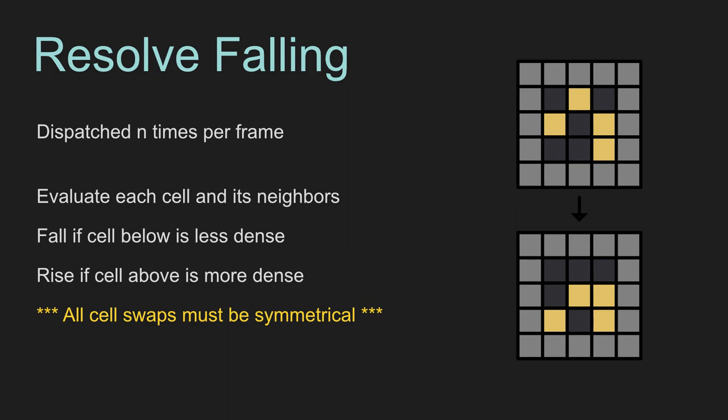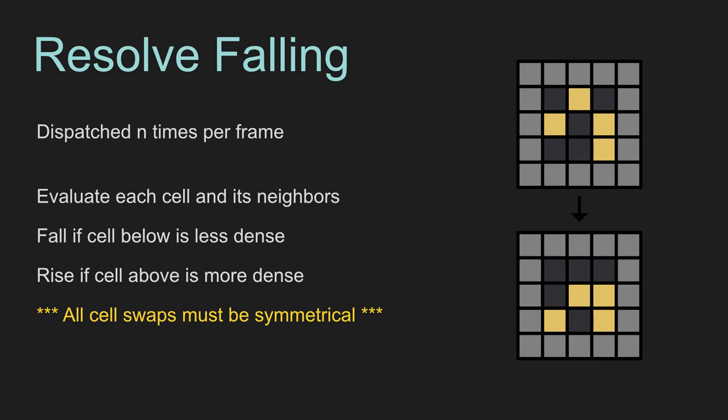The first strictly handles vertical movement. Each cell evaluates itself and its neighbors above and below based on their gravity types and densities. If a cell is able, it falls downward, swapping itself with its neighbor below. It is crucial that this swap happens symmetrically. If a cell swaps with its neighbor below, that neighbor must also decide to swap with the original cell above.